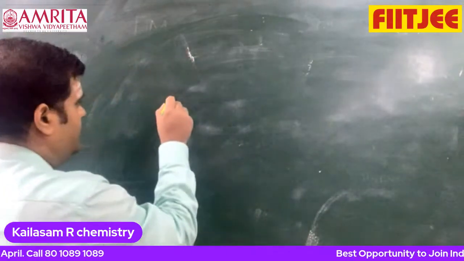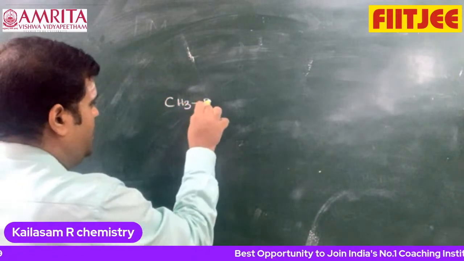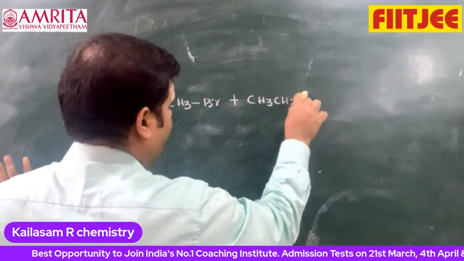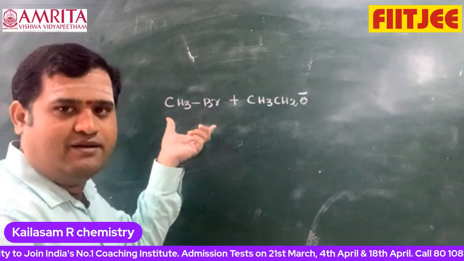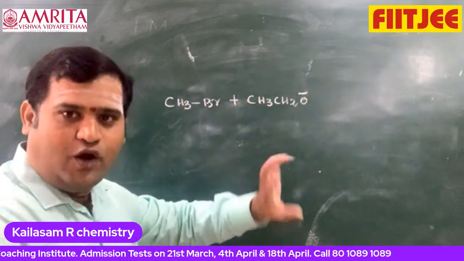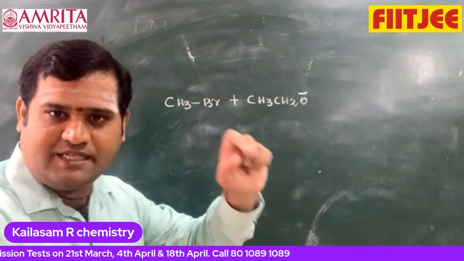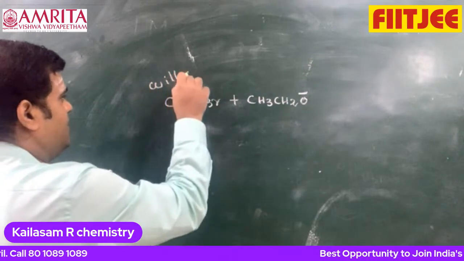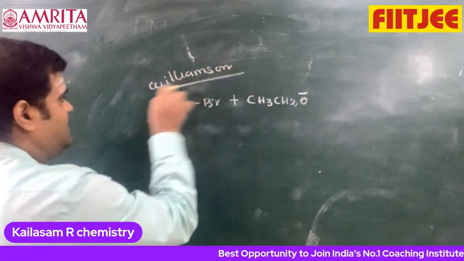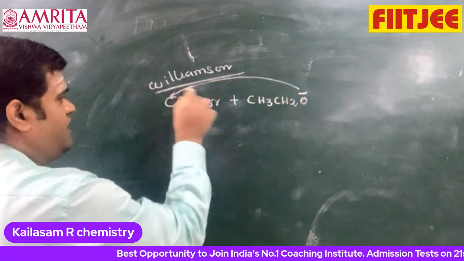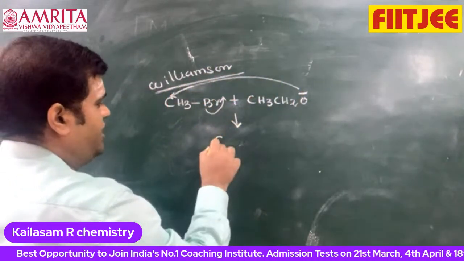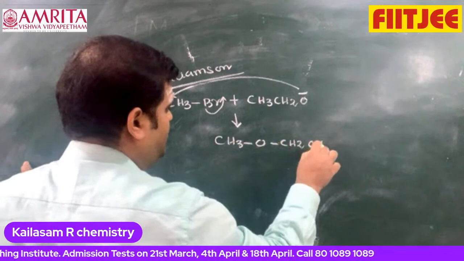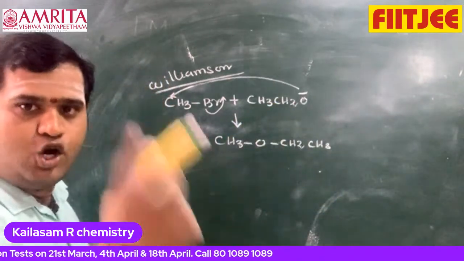Let us take CH3Br plus I am taking CH3CH2O minus. Now, the alkyl halide, and this is the alkoxide ion. It follows SN2 mechanism. This is an example of Williamson ether synthesis. I am writing that. Therefore, it attacks the backside of the carbon. The bond breaks. Now what am I going to get? CH3OCH2CH3.